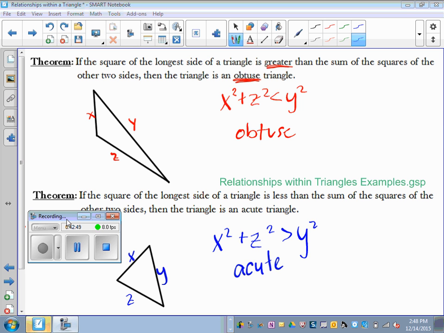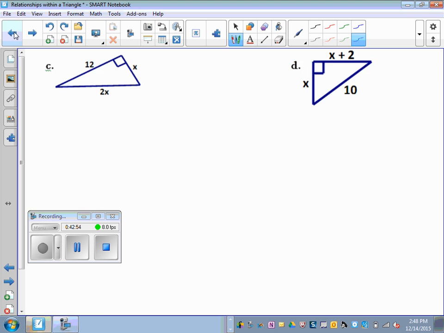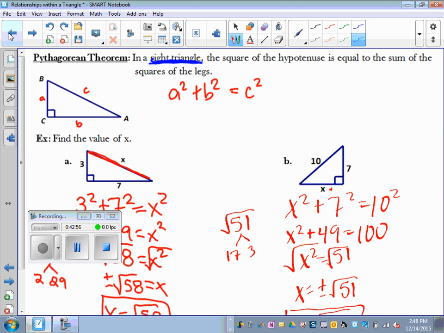What do you think it is if it's equal to? Right, yeah. Notice how it mimics the Pythagorean theorem? The longest side squared equal to the sum of the other two squares means it's a right triangle. If it's greater than, then it's obtuse. If it's less than, then it's acute. Or sorry, I did that backwards. If my longest side squared is greater than, then it's obtuse. And if my longest side squared is less than, then it's acute.